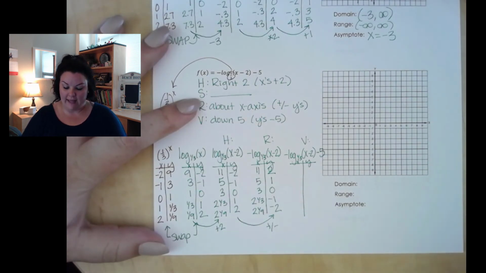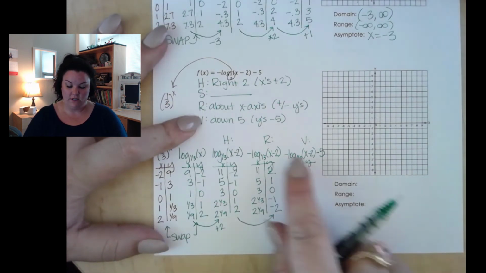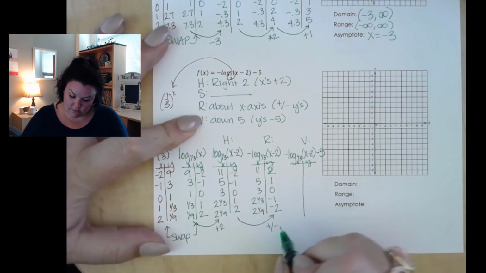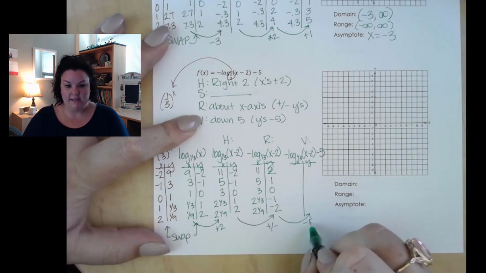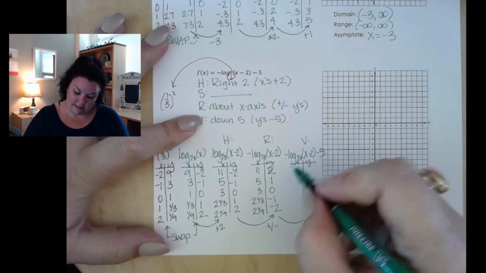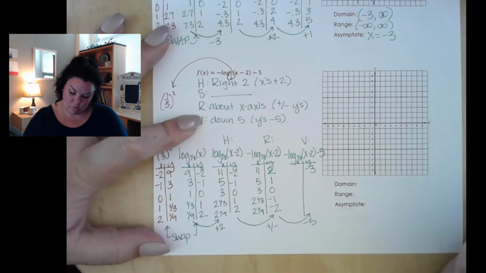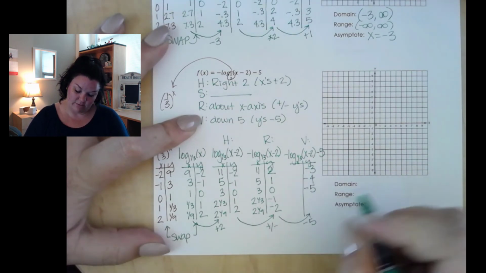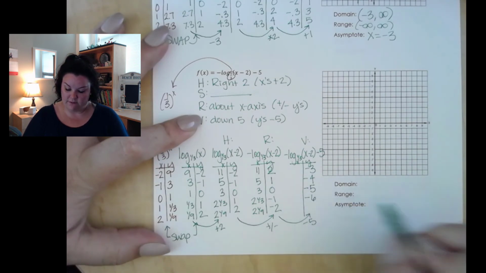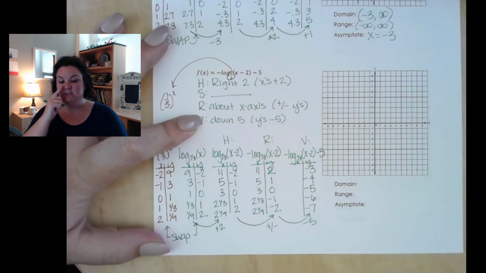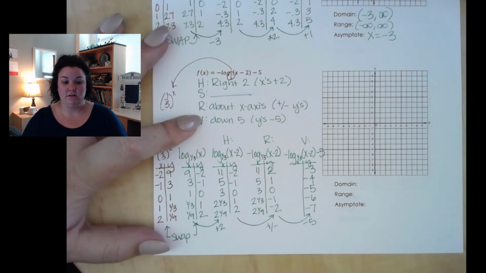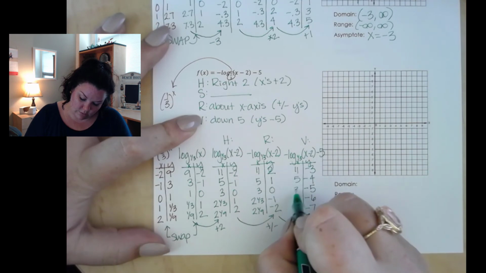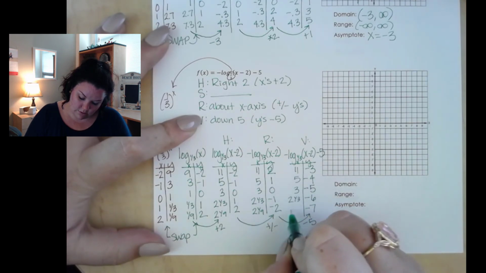And then my last shift is my vertical shift down 5. So I subtract 5 from my y's. I take the y's from my previous table and subtract 5. 2 minus 5 is -3. 1 minus 5 is -4. 0 minus 5 is -5. -1 minus 5 is -6. And -2 minus 5 is -7. X's stay the same: 11, 5, 3, 2 1/3, 2 1/9.